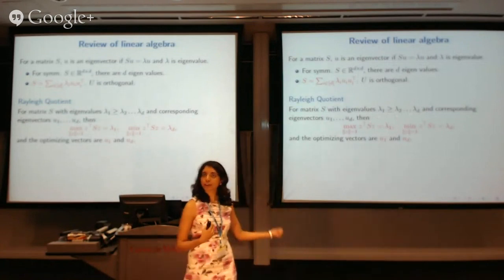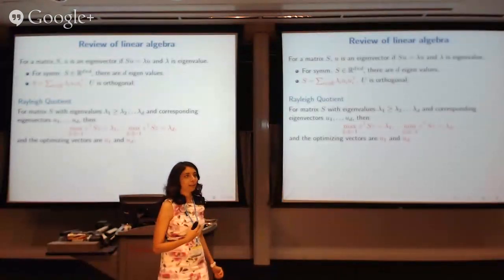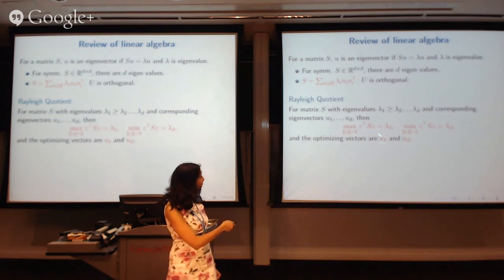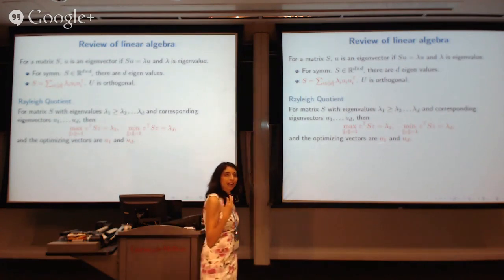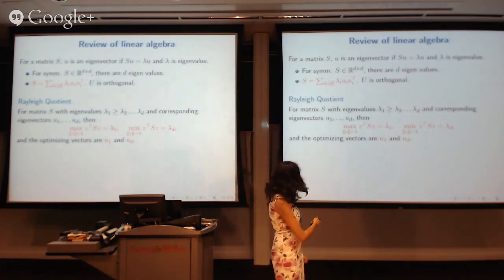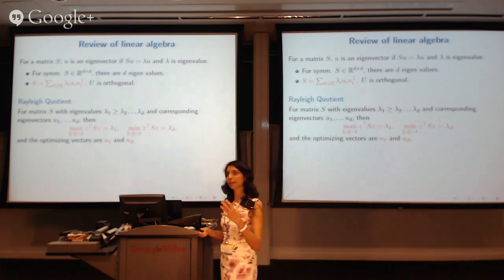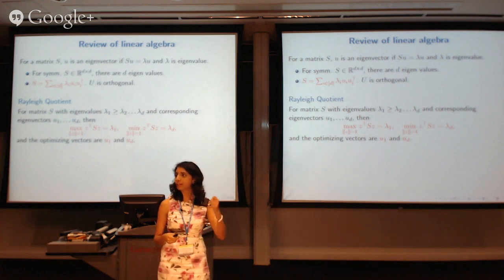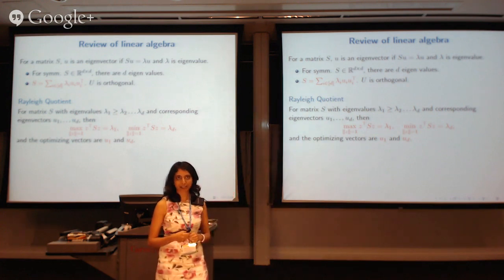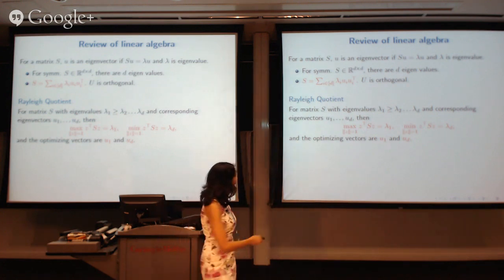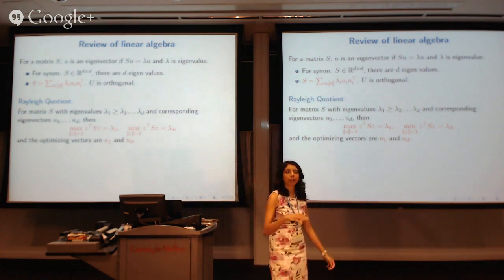So the Rayleigh quotient result says that my maximum Rayleigh quotient is given by the top eigenvalue, and the maximizing vector is the top eigenvector. Right? So we now have an optimization view of this eigenvector as maximizing the quadratic form. And the minimum one corresponds to the lowest eigenvector.